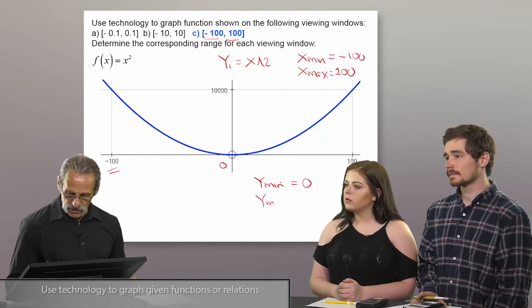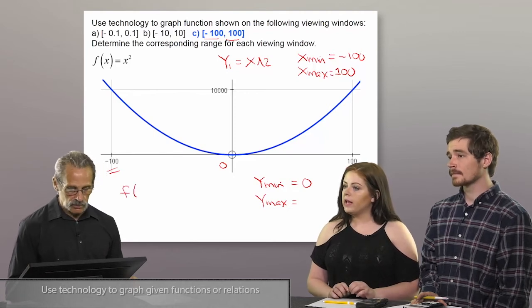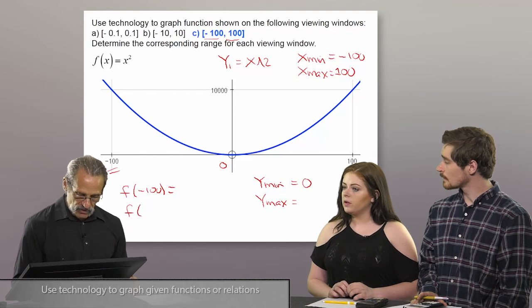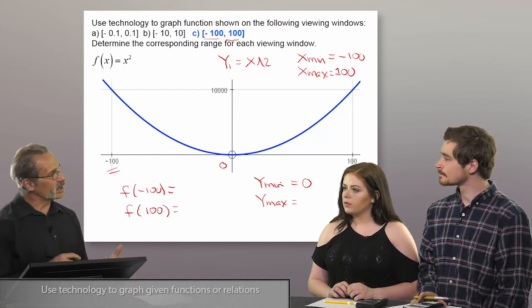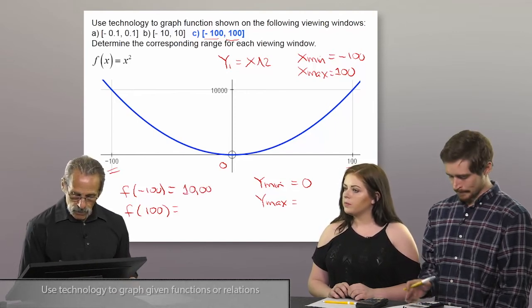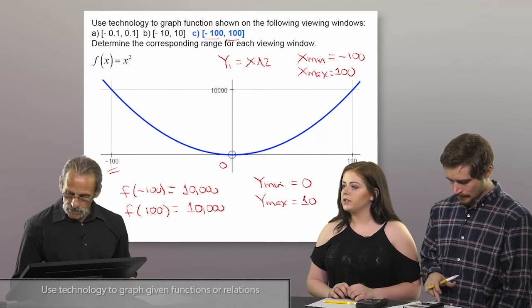And for y maximum, what would my y maximum be? You would square -100, and you would also square +100. That sounds great. So let me write both down. And when I square those values, I end up with 10,000 in each case. So my y maximum would be 10,000.